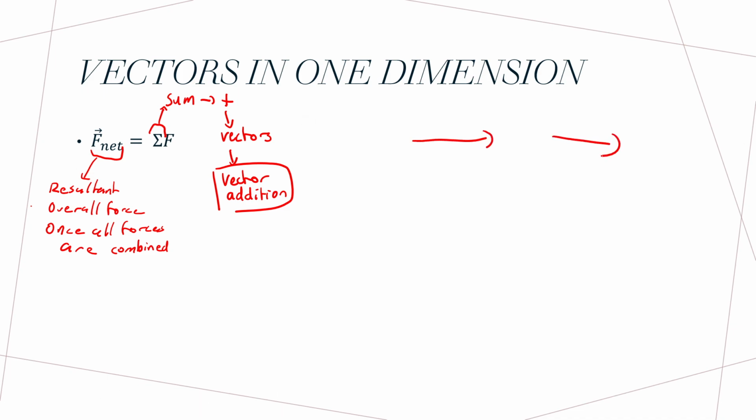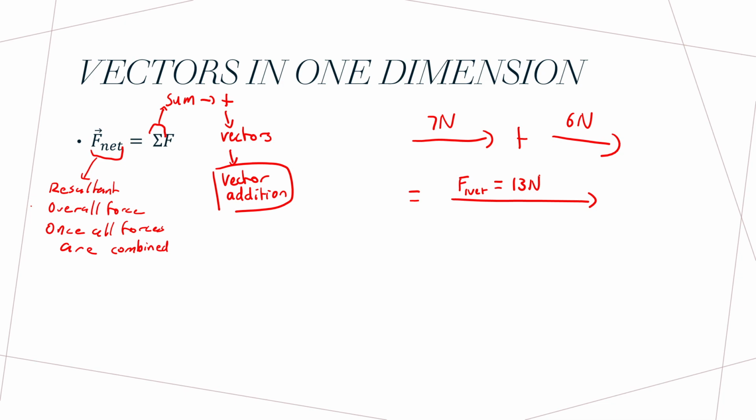If I have two vectors in the east direction, one is 7 newtons and one is 6 newtons, I can add them together and the resultant here would be F net. In this case, that would be going in the easterly direction and would be equivalent to 13 newtons of force when you combine those two forces together.